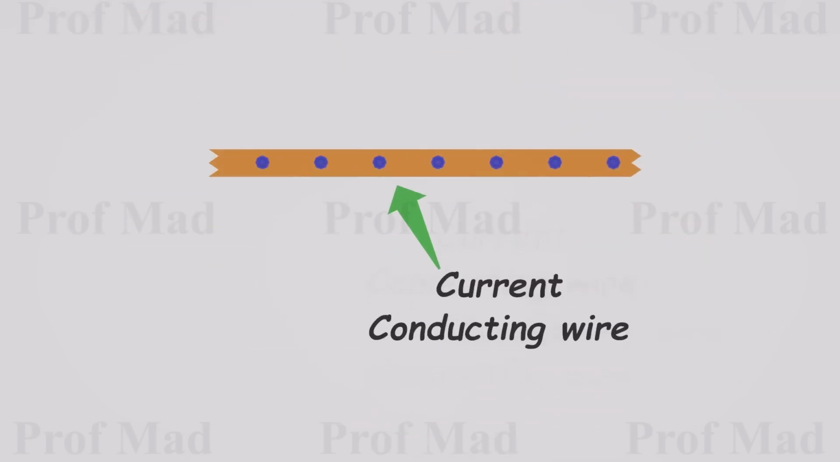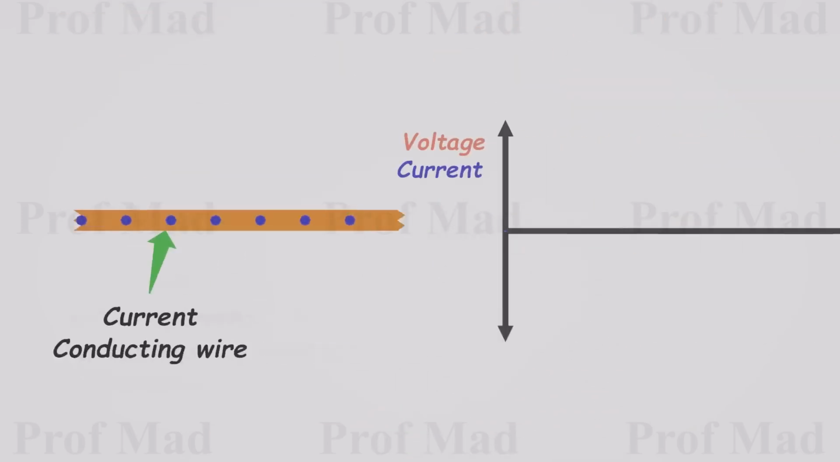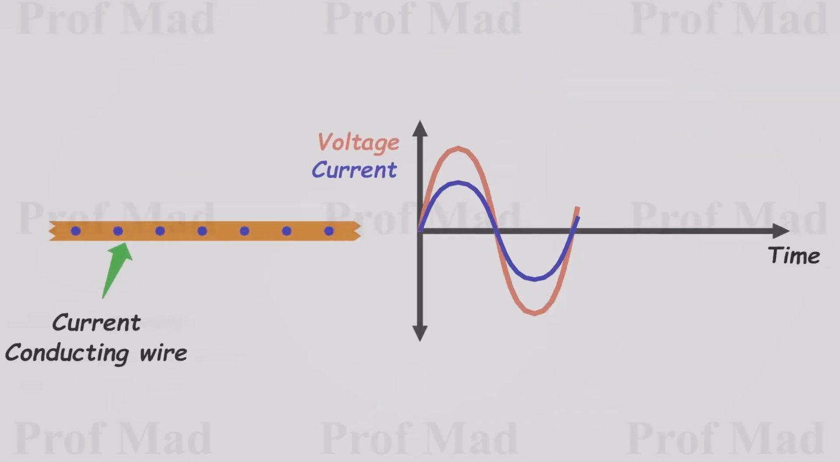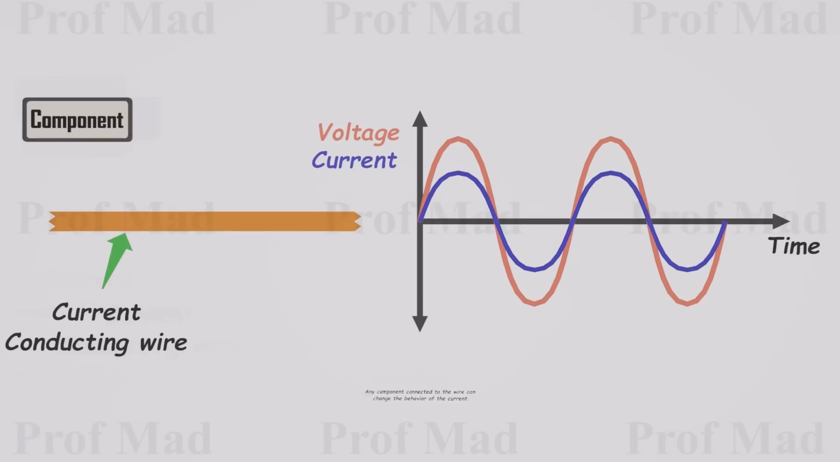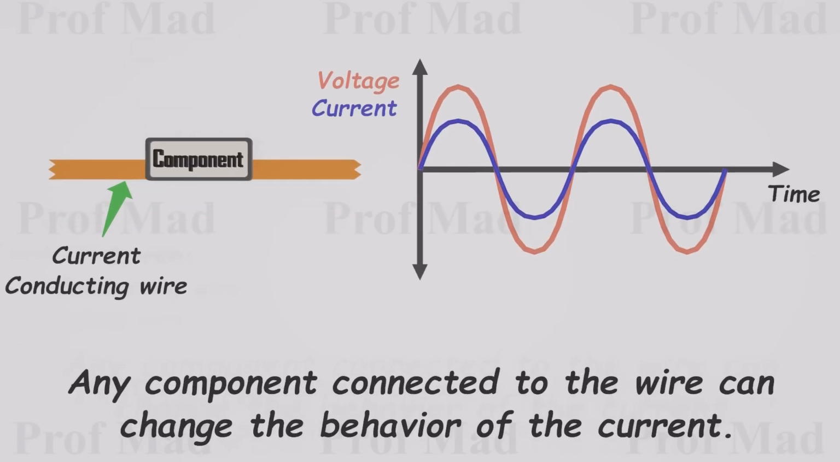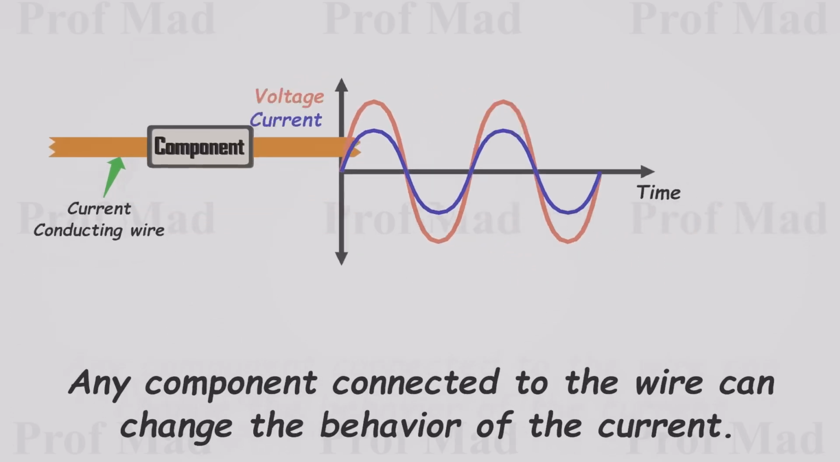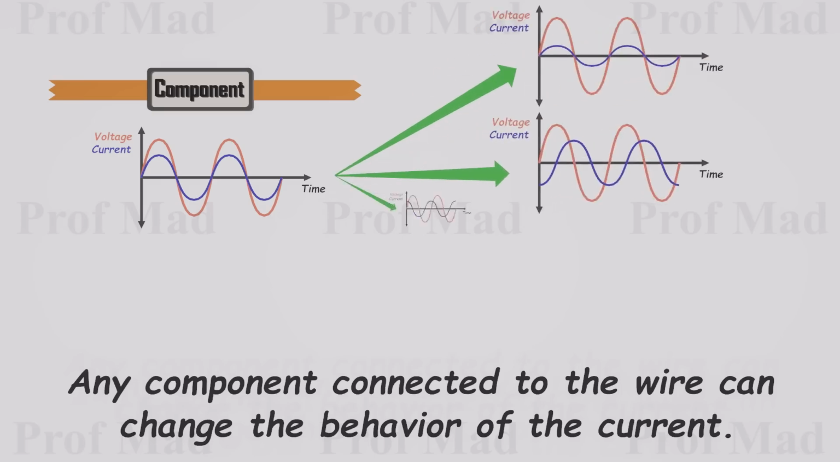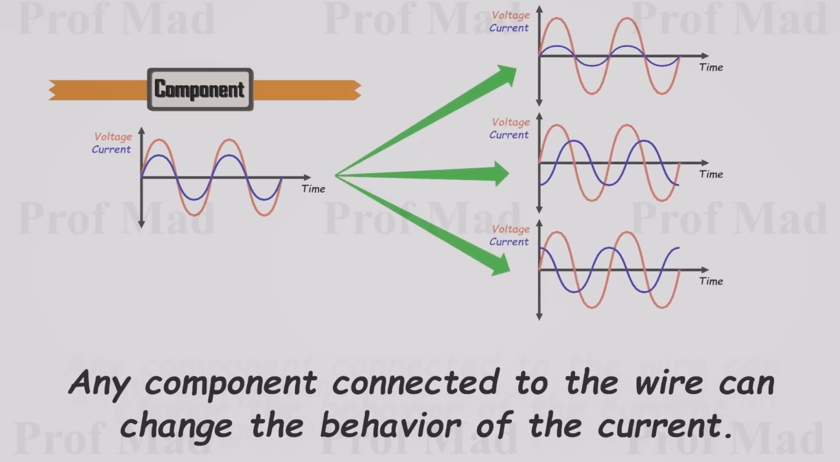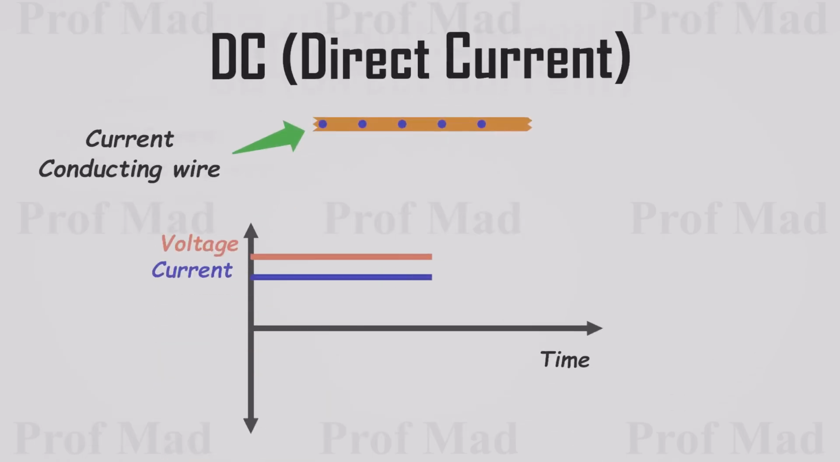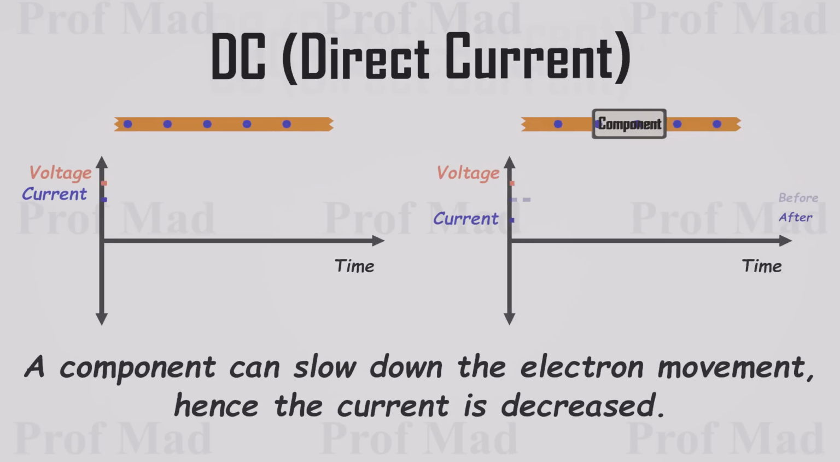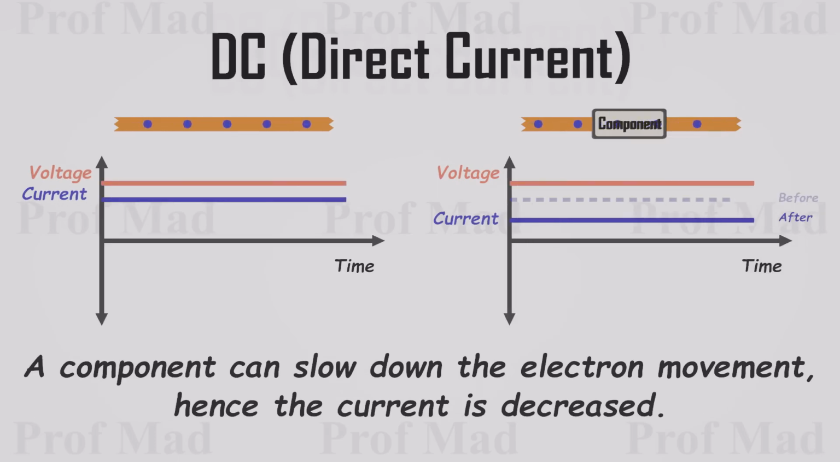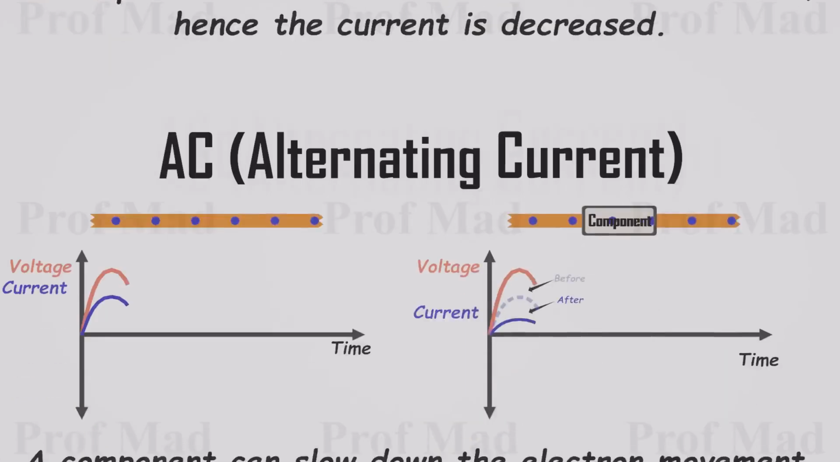This is a current conducting wire. For example, let's assume it conducts the alternating current. When we connect electronic components to this current-carrying wire, they have the power to influence and modify the behavior of the current. In a DC circuit, each component connected to the current path impedes the movement of electrons, resulting in a decrease in current flow. This phenomenon also occurs in AC circuits.